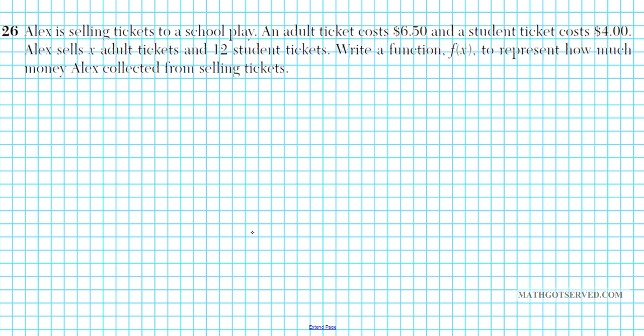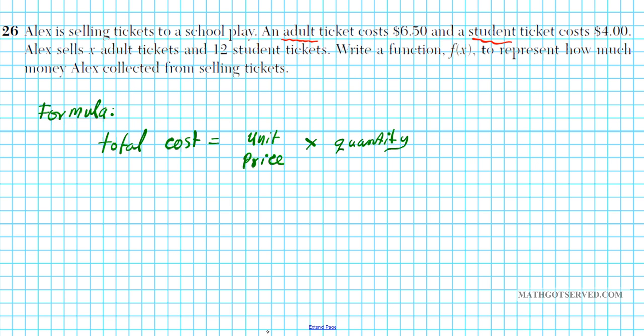Okay, so let's go ahead and write down some formulas that will guide the generation of our function. So the main formula here is the total cost formula. All right, so the formula, let's write it down. Total cost, or price, is basically the unit price multiplied by the quantity. All right, so we're going to apply the formula to the two situations here. What are the two situations? Adult ticket sales and student ticket sales. Okay, so let's look at that.